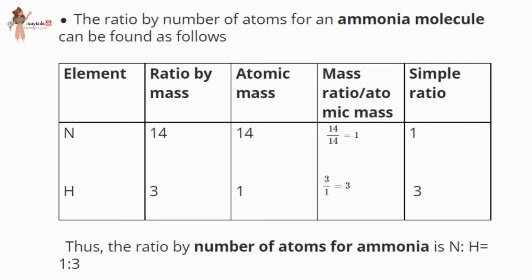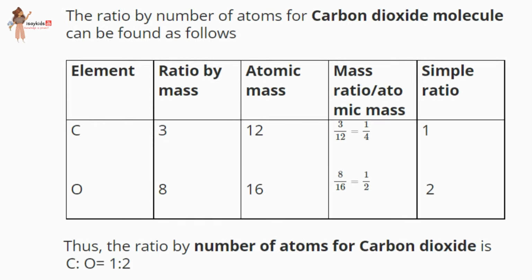The ratio by number of atoms for an ammonia molecule. Nitrogen ratio 14 by mass. Atomic mass is also 14, so mass ratio by atomic mass is 1. In case of hydrogen, it is 3. Thus, the ratio by number of atoms for ammonia, N:H, is 1:3. Similarly, the ratio by number of atoms for carbon dioxide molecule is 1:2.